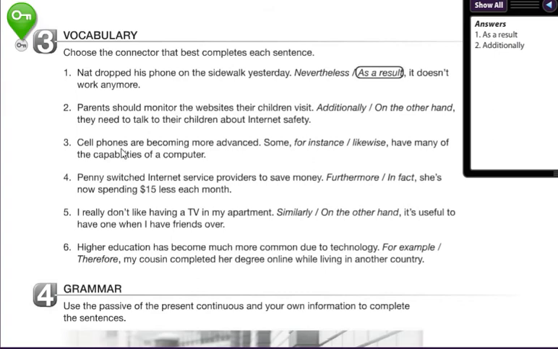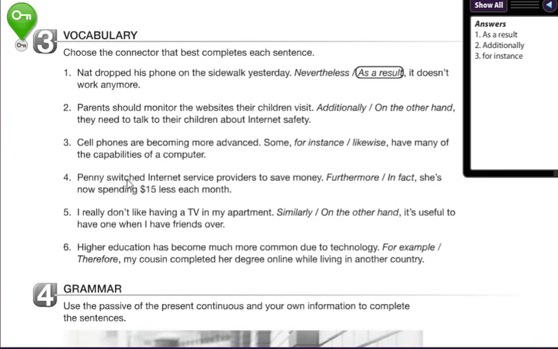And number 3, cell phones are becoming more advanced. Some, for instance, likewise, have many of the capabilities of a computer. For instance is like for example, and likewise is like to say similarly. We can also use the connectors to contrast or express similar ideas. In this case, for instance is like to say for example, and the correct word here is for instance, because we are introducing an example. So that is, have many of the capabilities of a computer.